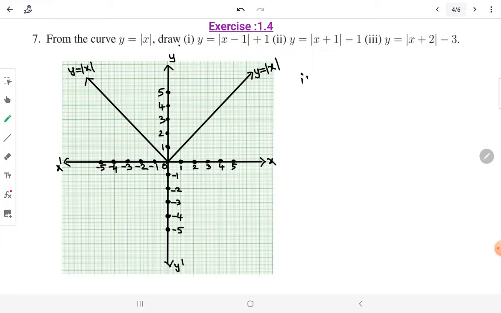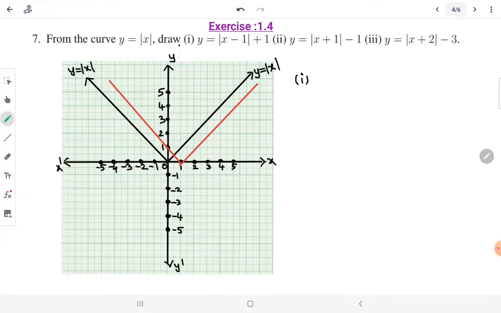So, let's see for the first one. Now, here modulus of x minus 1. So, this is modulus of x. X minus 1 means it shifts right side. Okay, this comes under translation. Under translation case, x minus 1 means it shifts on right side. So the graph comes like this. It shifts on right side. So from this right side graph, this is x minus 1 graph.